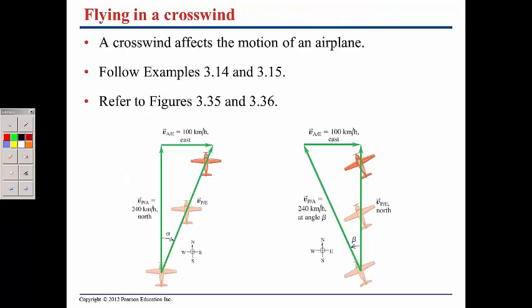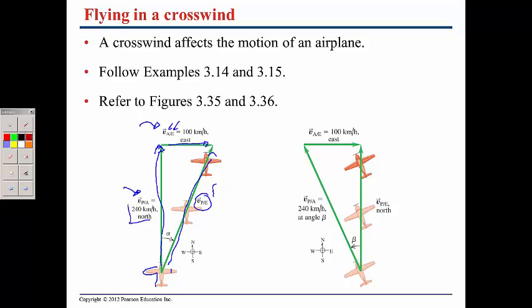Now, a real-life application of this is flying in a crosswind. If we consider an airplane that is flying at 240 kilometers per hour to the north, and there is a wind blowing at 100 kilometers per hour to the east, the velocity of the plane with respect to the air is 240 north. The velocity of the air with respect to the earth is 100 kilometers per hour to the east. Then the plane is going to be blown to the east a little bit, and we're left with some velocity of the plane with respect to the earth being blown off course.